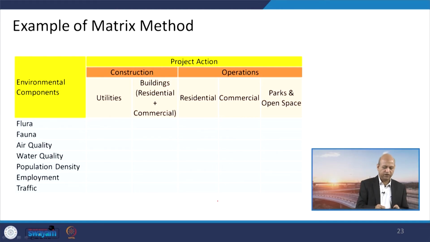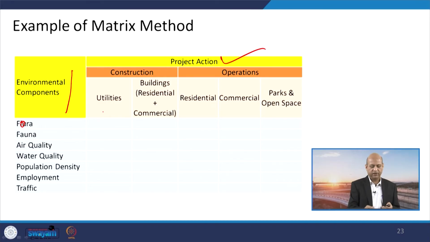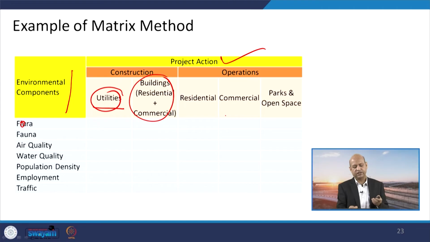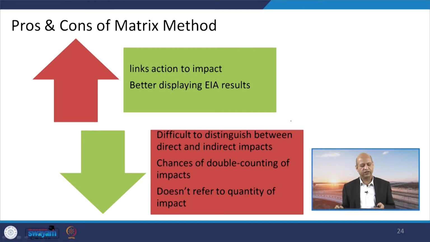So you can see flora and fauna, air quality, water quality, population density, employment, traffic, these are the environmental components. How will it be affected? Project action, like utilities, construction activity, due to utilities what will be the effect on the flora, fauna or air quality. Building, like residential, commercial kind of activities, so how they will affect. Similarly operations, residential, commercial, parks or open spaces, so they will be another kind of ranking system.